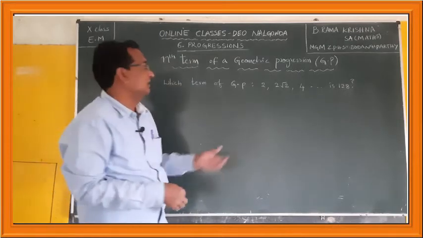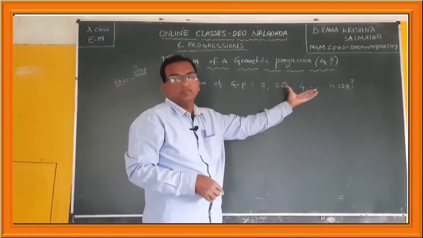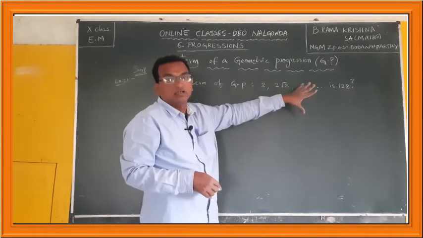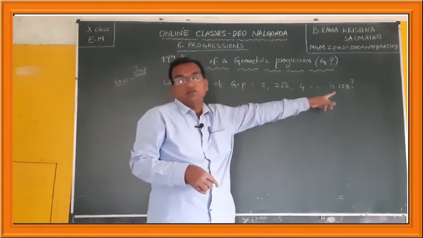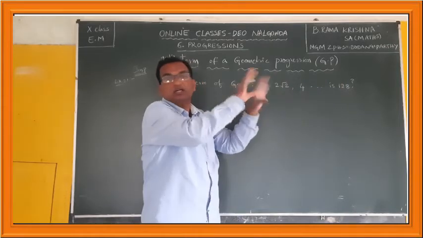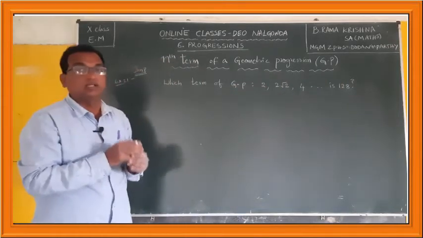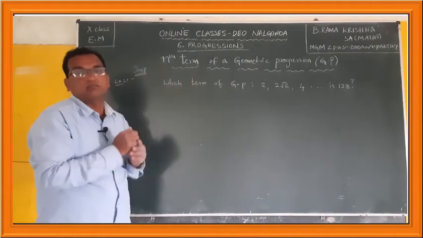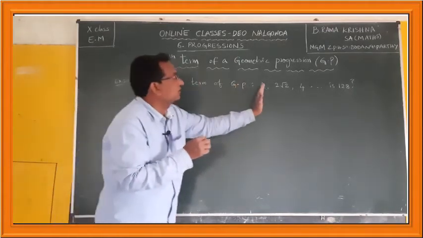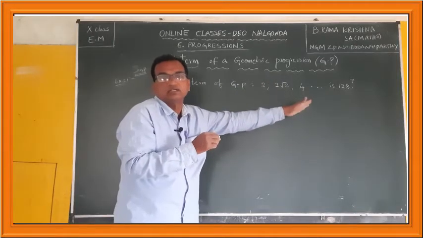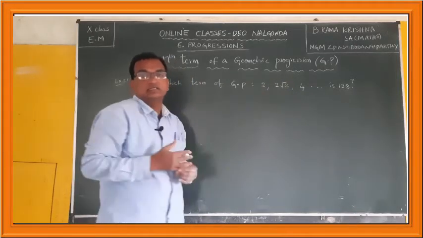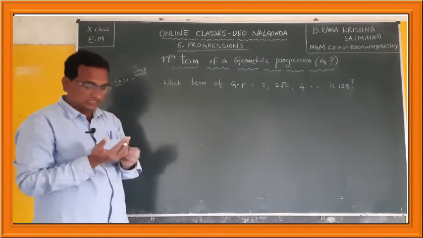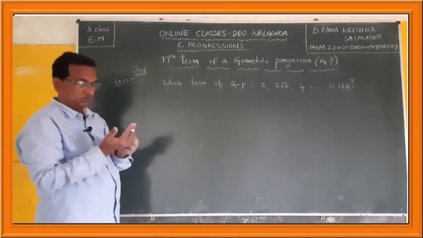Try to understand this. There is a GP given, meaning only 3 terms are given. In that GP, definitely somewhere the number 128 will also occur. Now, what he is asking is, what is the number of the term? If you go on counting from here, first term, second term, third term, what is the number of that 128th term? That is what he is asking. So, how to find?